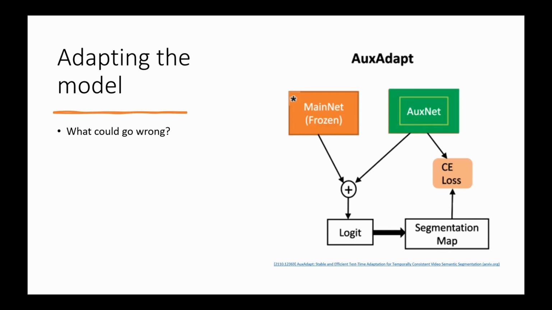As you see, mainnet is frozen, so in no way do we retrain the mainnet on the device. What happens is that the AUXnet is trained by the pseudo labels that are produced using the mainnet and then the previous time step AUXnet. The segmentation map that you obtain is used to retrain the AUXnet as we move forward. So actually there is no fusion of the weights in the AUXAdapt.